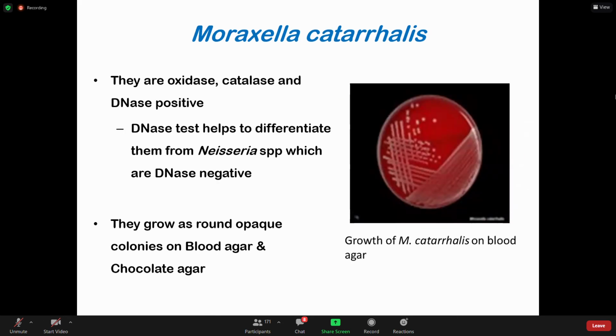These organisms are oxidase, catalase, and DNase positive. You remember what all this means. The DNase test helps to differentiate them from Neisseria species, which are DNase negative, and they grow as round opaque colonies on blood agar and chocolate agar. So here you have a blood agar plate showing the growth of this organism.